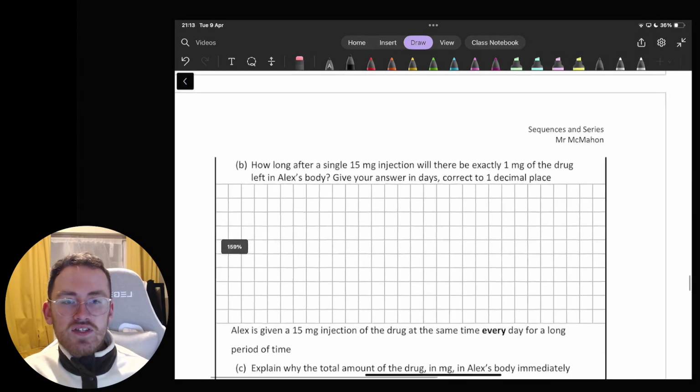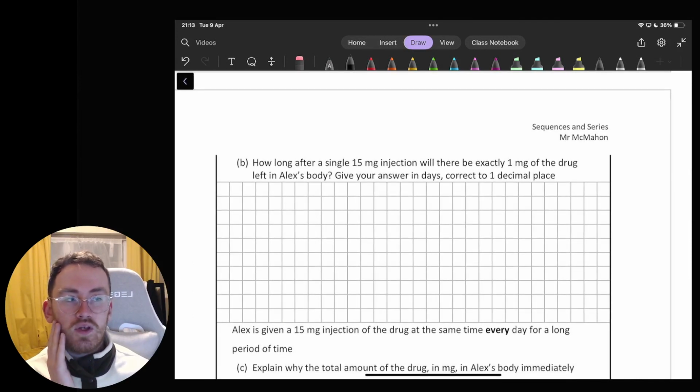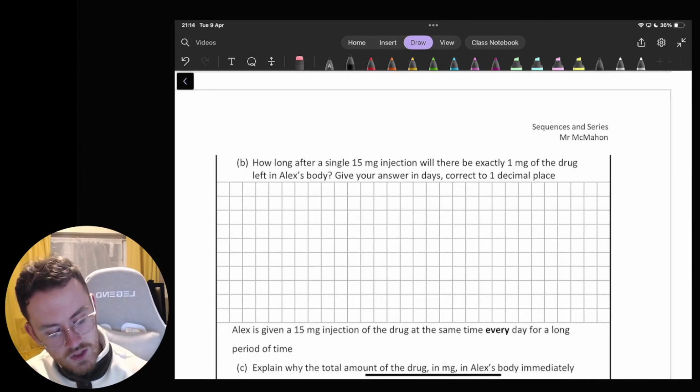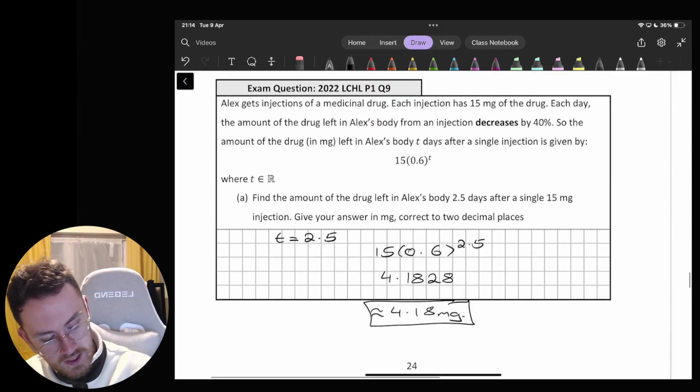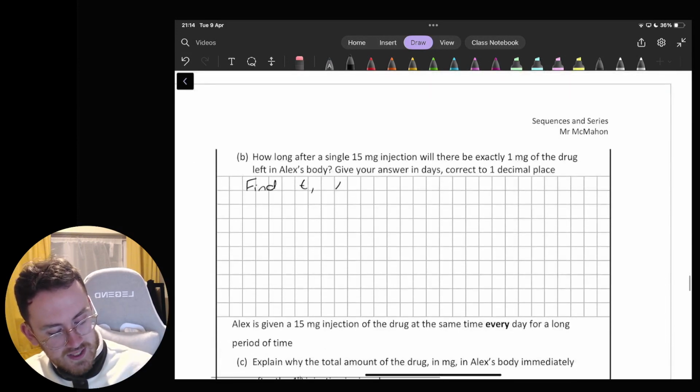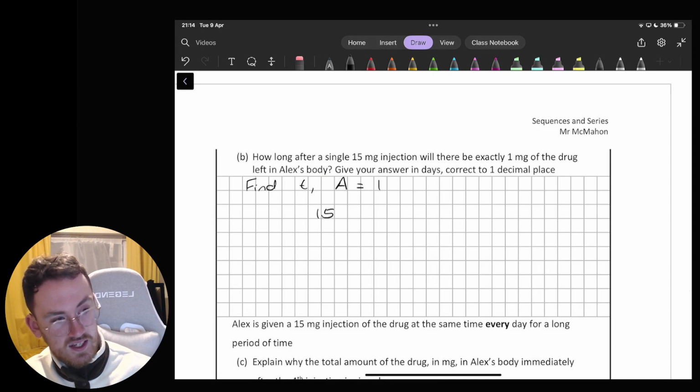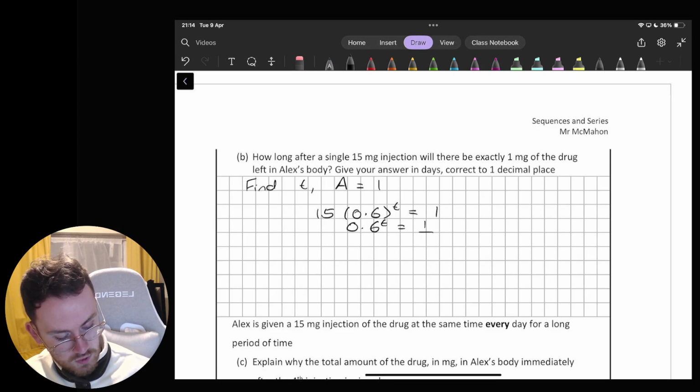How long after a single 15 milligram injection will there be exactly 1 milligram left? So in this case, we want to find t when the formula that we have here, we can call it A here for Alex, equals 1. We want to find t when the amount of the drug left is 1. So we're essentially saying that 15 times 0.6 to the power of t needs to be equal to 1. So we get 0.6 to the power of t is equal to 1 over 15.